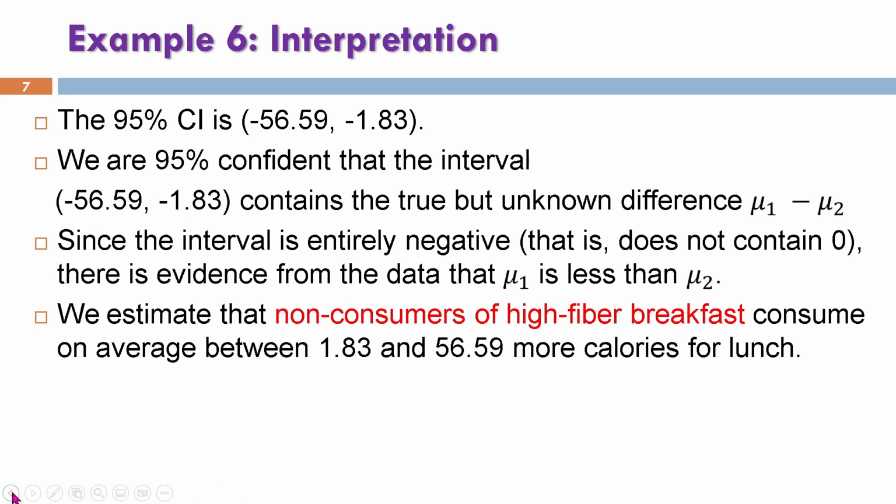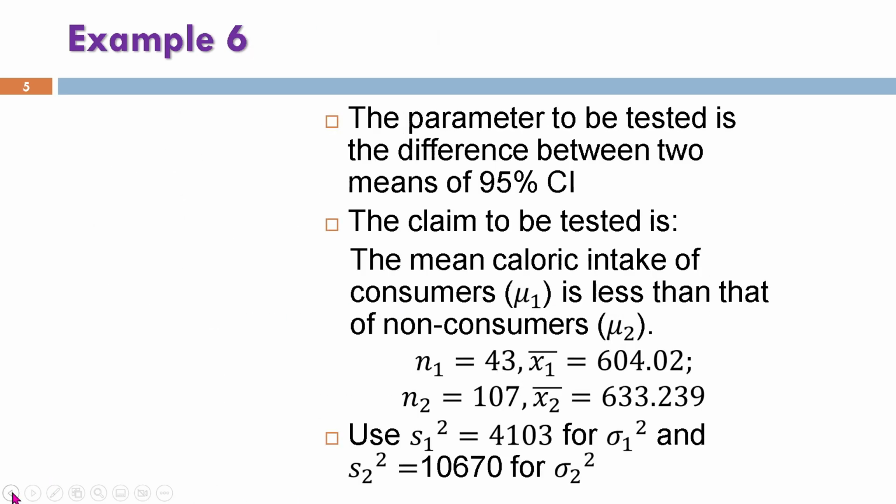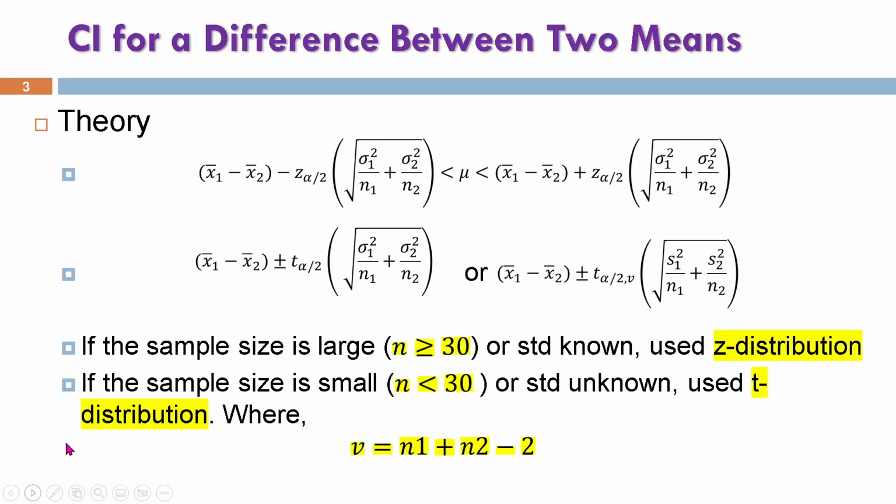56.59. Okay, so let's recall, we just focused on the first case to find the confidence interval for the difference between two means, where both n are greater than 30. Okay, so with this, thank you for your attention.